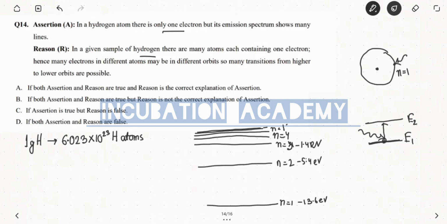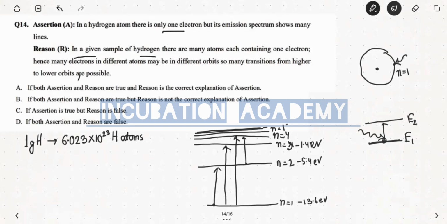So if by absorbing different energies, different atoms transit, let us say one atom transits from n equal to 1 to n equal to 2, another atom transits from n equal to 1 to n equal to 3, another atom transits from n equal to 3 to n equal to 4, one atom transits from n equal to 2 to n equal to 3. So all kinds of permutations and combinations are going to happen here. That's why it is a very simple statement.